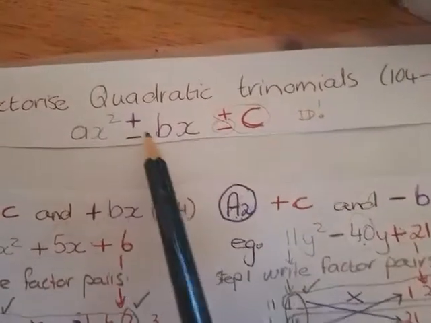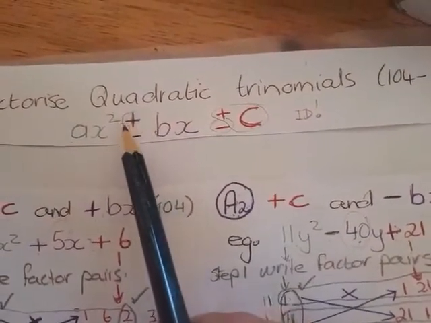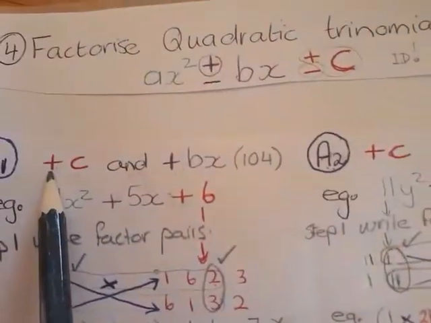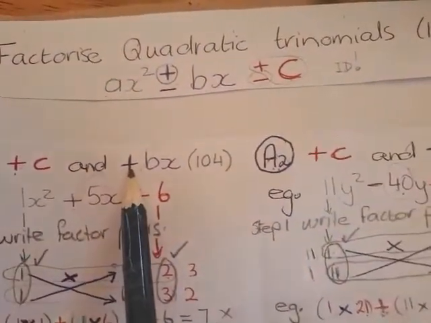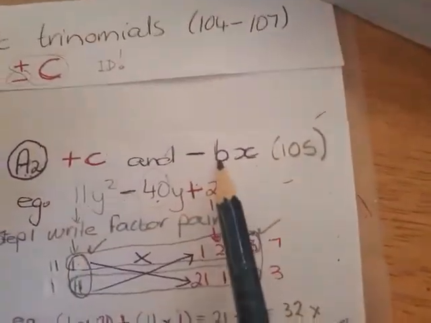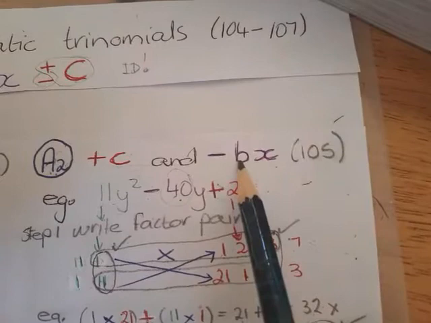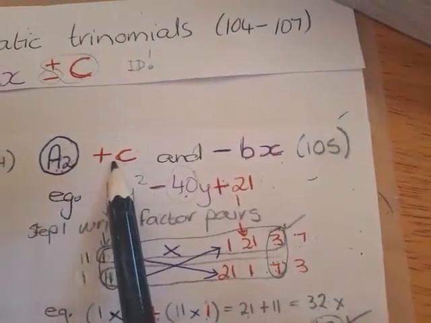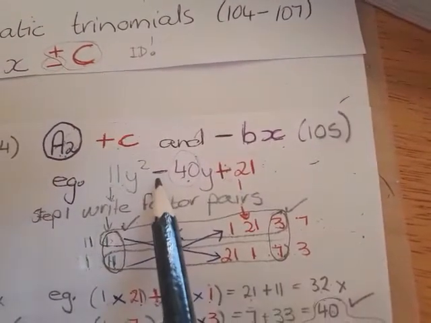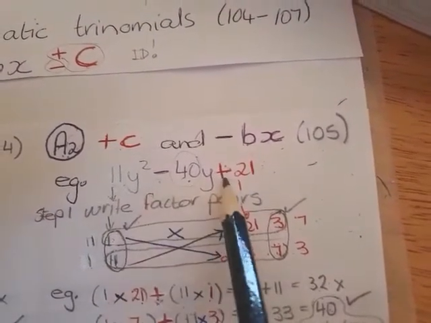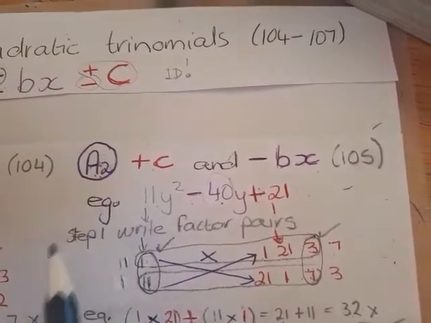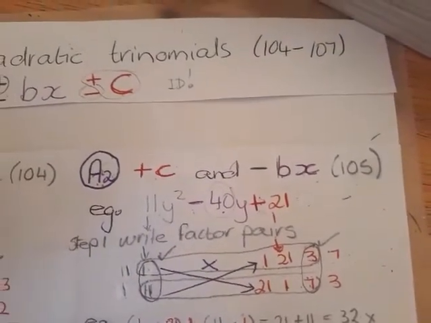Then you go to your middle term. If your middle term is also positive, so you have a positive C and a positive middle term, then you know it's A1. But if your middle term is negative, and your third term is still positive, so you have a combination of negative and then positive, then it is method A2. Now, those are the two methods we have already done.